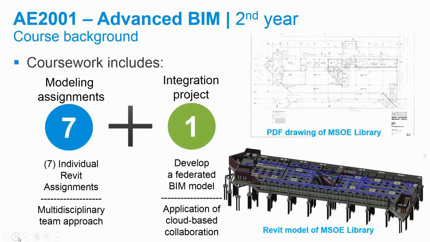This course focuses on modeling assignments and an integration project. 7 Revit modeling assignments covering model authoring skills on architectural, structural, and MEP systems are given to the students. The students start from a PDF drawing set of one of the MSOE buildings. They are also asked to create Revit models as they visualize the building components from the PDF drawings.